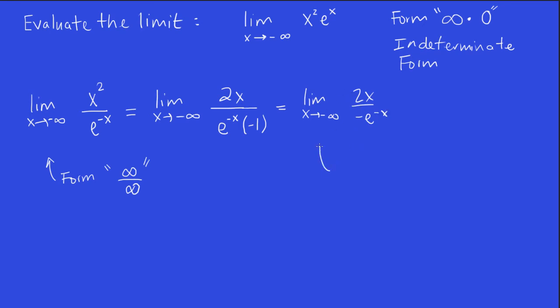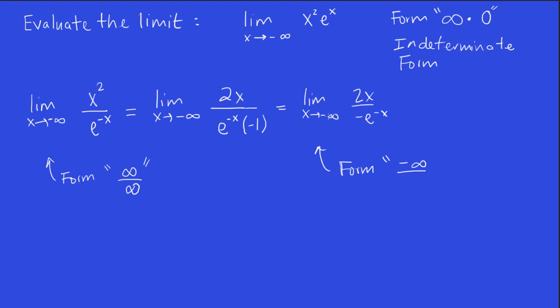But what's the form of this now? Do we have a nice form, or again, do we have an indeterminate form? Well, when x goes to minus infinity, 2 times x goes to minus infinity as well, right? 2 times a large negative number is a large negative number.